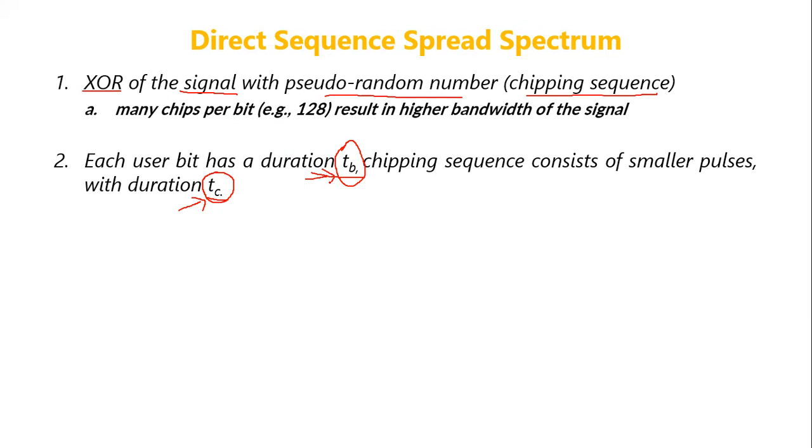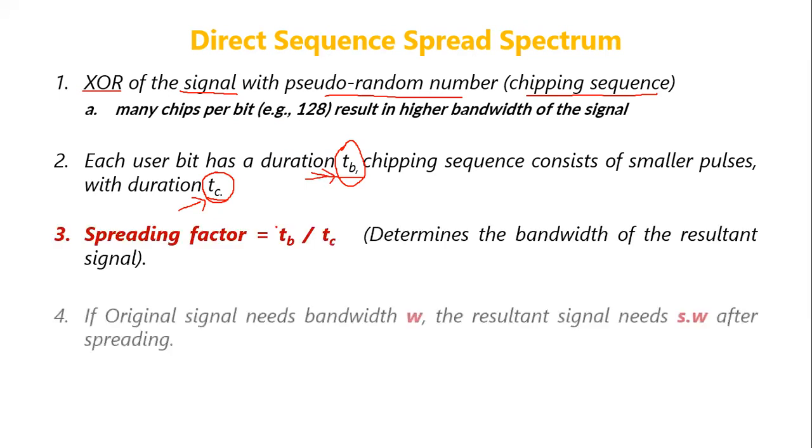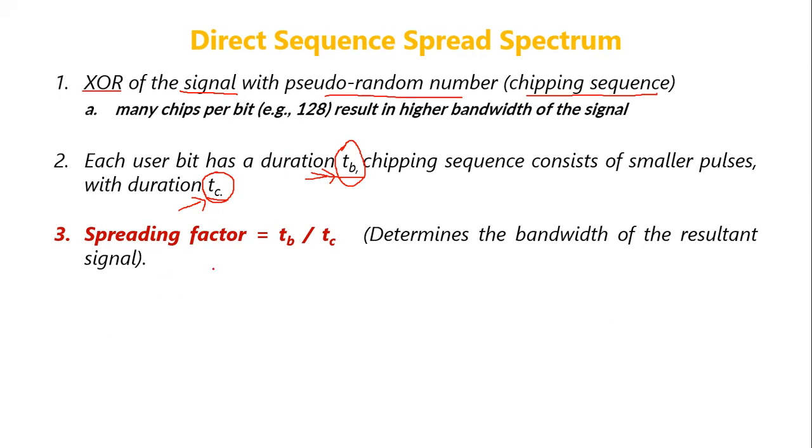From this, we can infer that the spreading factor will be equal to TB by TC. The spreading factor is given by the formula TB by TC, where TB is the duration of the user bit and TC is the duration of the chipping sequence. Multiple bits of the chipping sequence will be equal to the duration of one user bit.